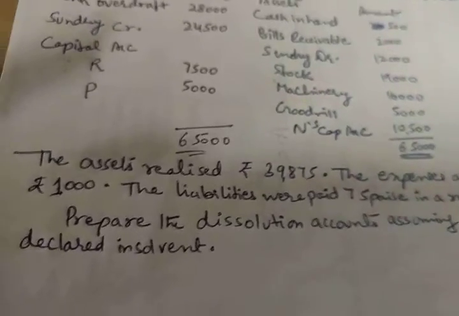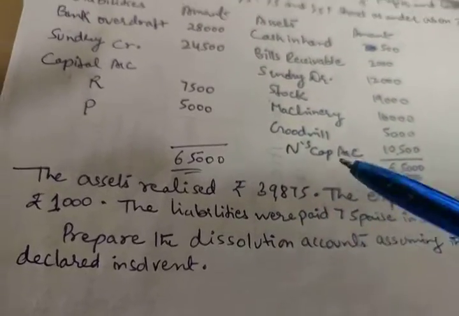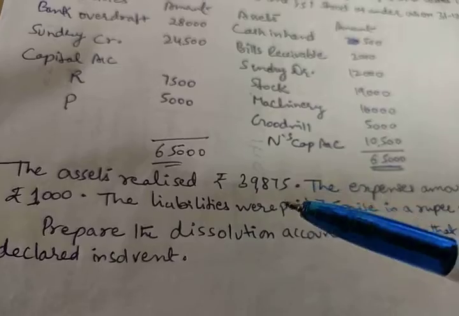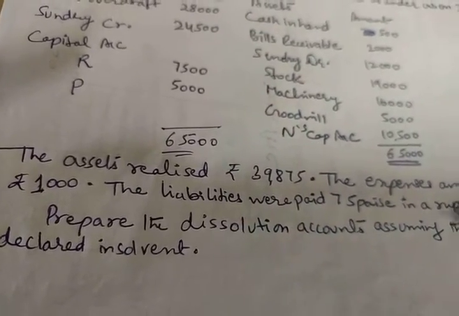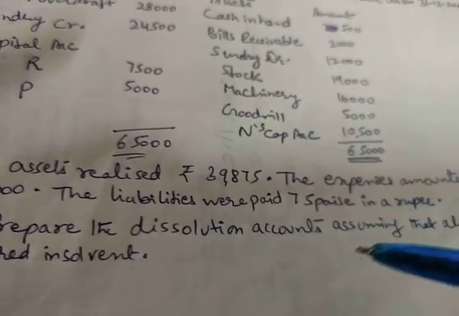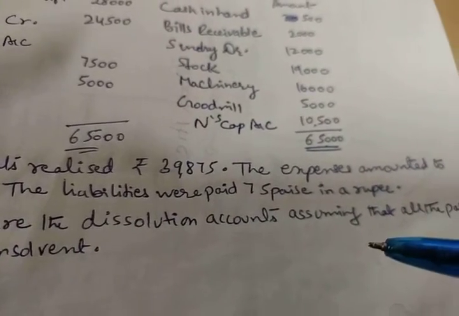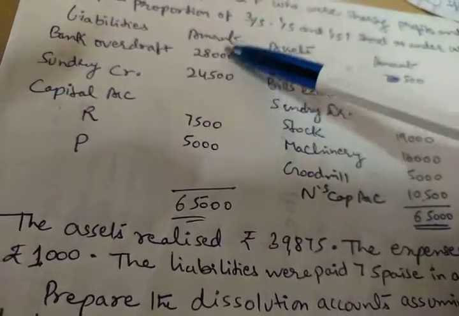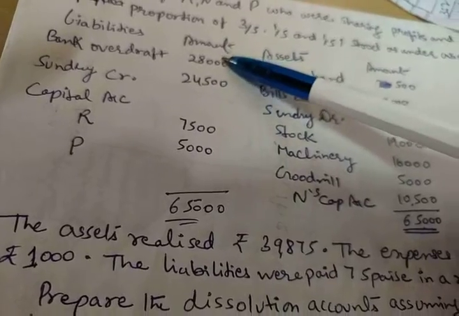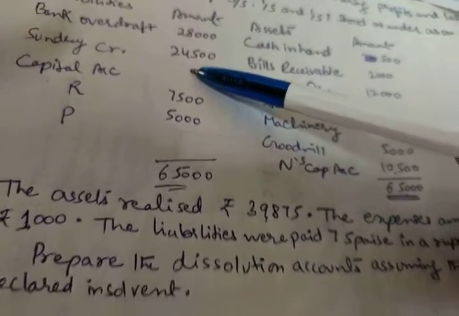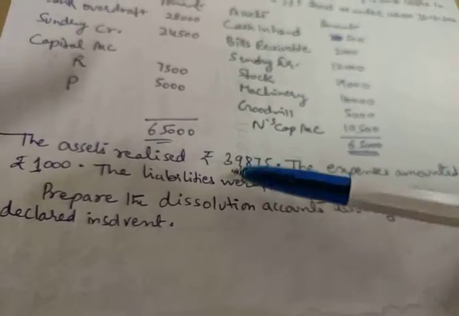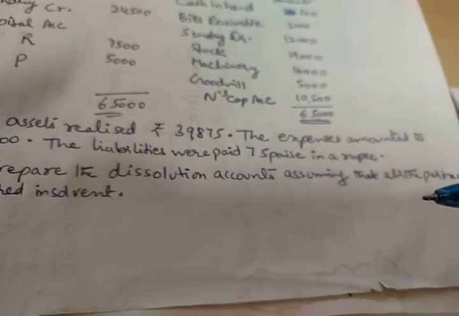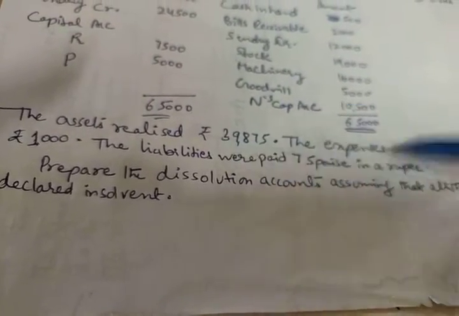Then the information is given that all the assets got realized for rupees 39,875 and the expenses amounted to rupees 1,000. This is your realization expense, okay. And then liabilities were paid 75 paise in a rupee. That means we are going to pay 75% of 28,000 and 75% of 24,500. That is your settlement. And then we have to prepare the dissolution accounts, assuming that all the partners are declared insolvent.